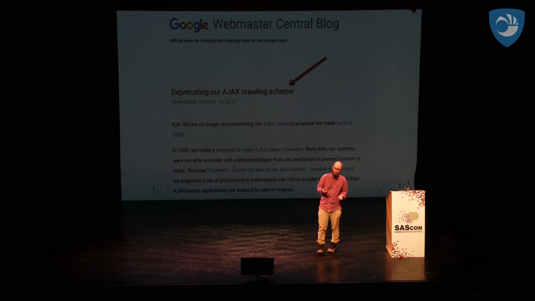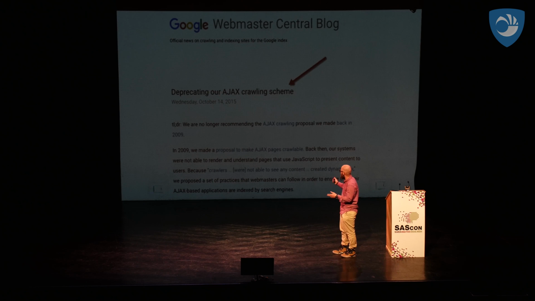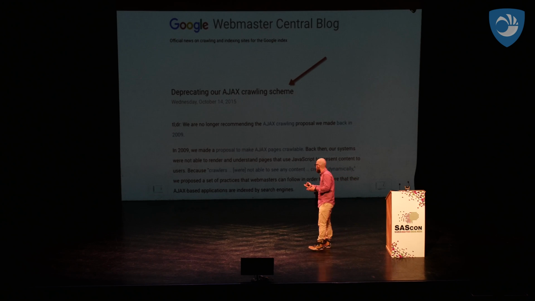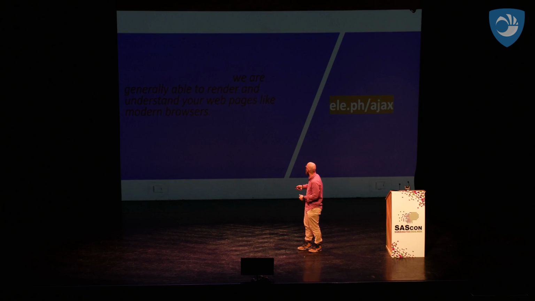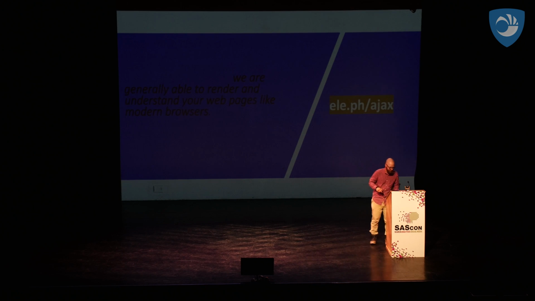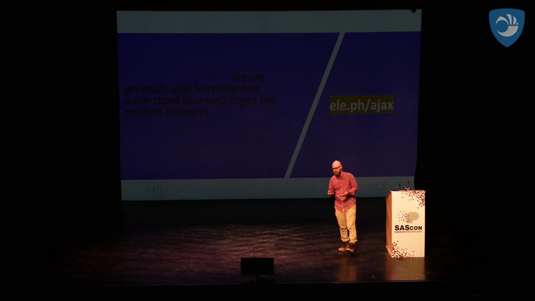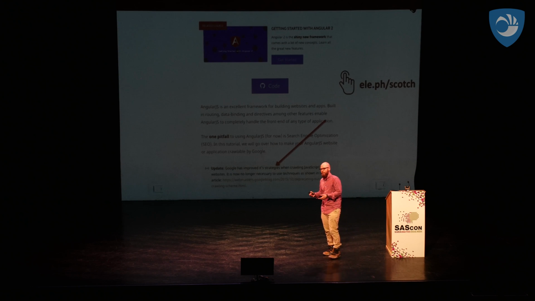But all the drama started with this article posted on the Webmaster Central blog. Google said, okay, we're stopping our Ajax crawling scheme. You don't need to do that anymore, which was fine. But then it followed with this piece, you can actually read the black parts, which are good enough. They mentioned that they're able to render and understand web pages like modern browsers, so basically that they can process the JavaScript exactly like Chrome and stuff like that. And that led to a huge amount of problems.